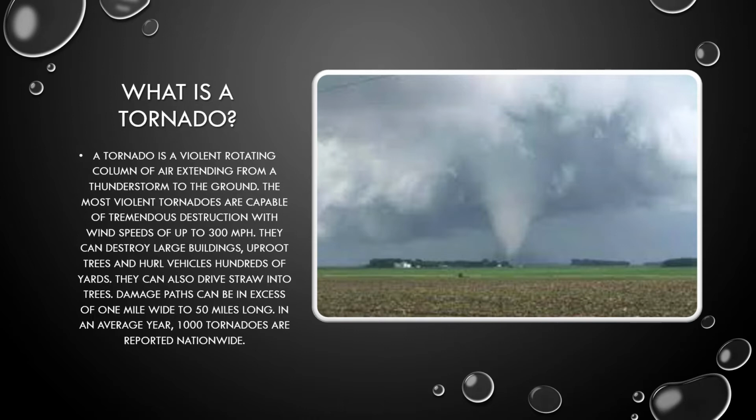The most violent tornadoes are capable of tremendous destruction with wind speeds of up to 300 miles per hour. That's really fast. They can destroy large buildings, uproot trees, and hurl vehicles hundreds of yards, so multiple football field lengths. They can also drive straw into trees. Damage paths can be in excess of 1 mile wide to 50 miles long. In an average year, 1,000 tornadoes are reported nationwide.